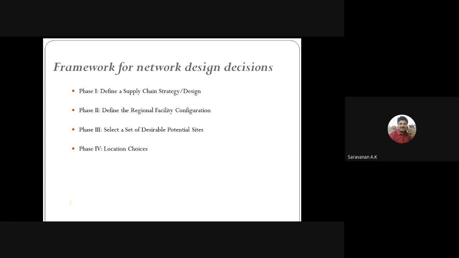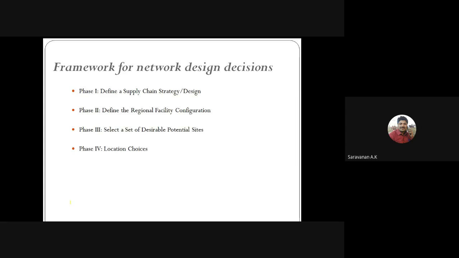The goal when designing the supply chain network, what is our goal? It is to maximize the profit of the firm, and while giving maximized profitability, at the same time we have to satisfy the customer's need, in terms of demand as well as responsiveness.